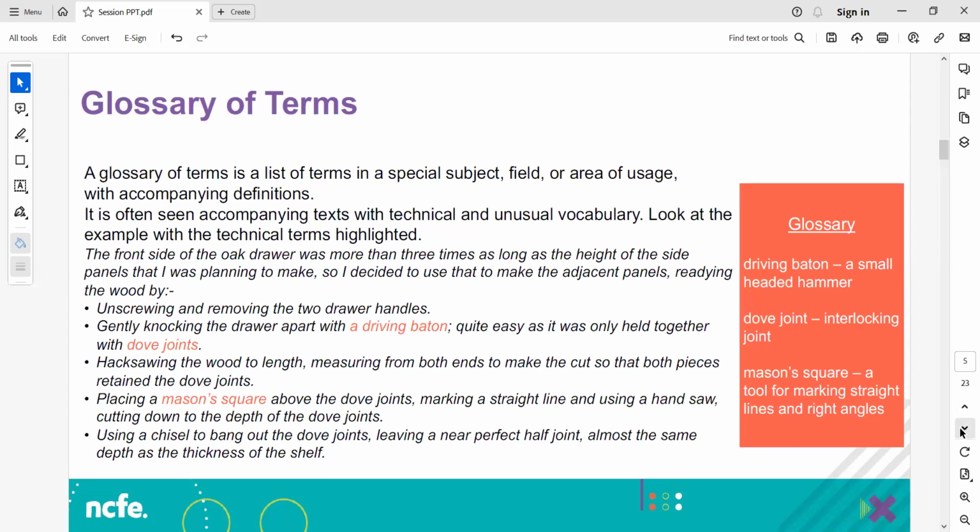So a glossary of terms is a list of terms, a list of definitions in a special subject, field, or area of usage, and often has accompanying definitions. You'll often find them in non-fiction type texts. We've got an example here, which is some instructions, or it might also be called a manual, and also in subject-specific books.